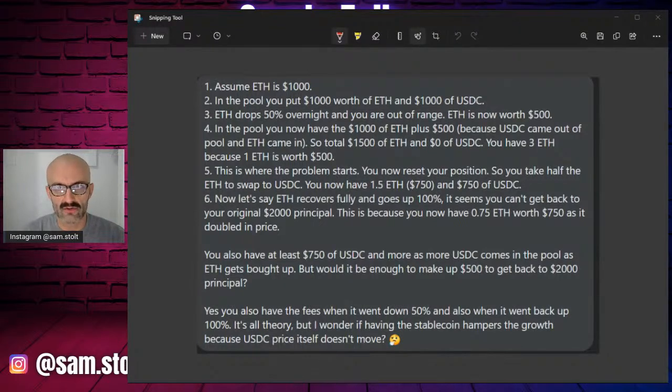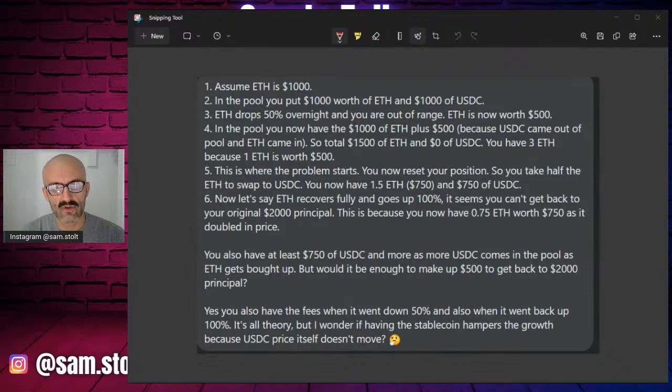ETH drops by 50% overnight, and you are out of range. ETH is now worth $500, right? Because you put $1,000 of each. In the pool, you now have $1,000 worth of ETH plus $500 because USDC came out of the pool and ETH came in. So the total is $500 of ETH and $0 of USDC. You now have 3 ETH because 1 ETH is worth 500.